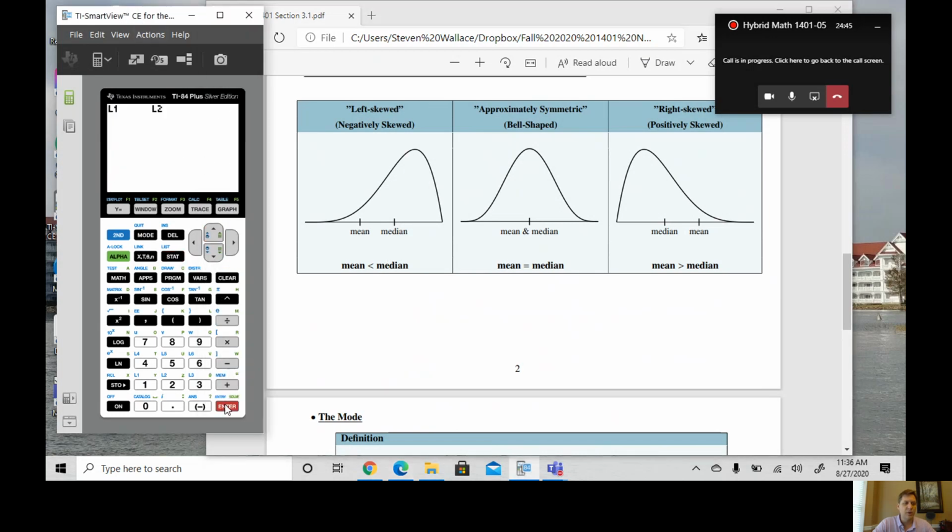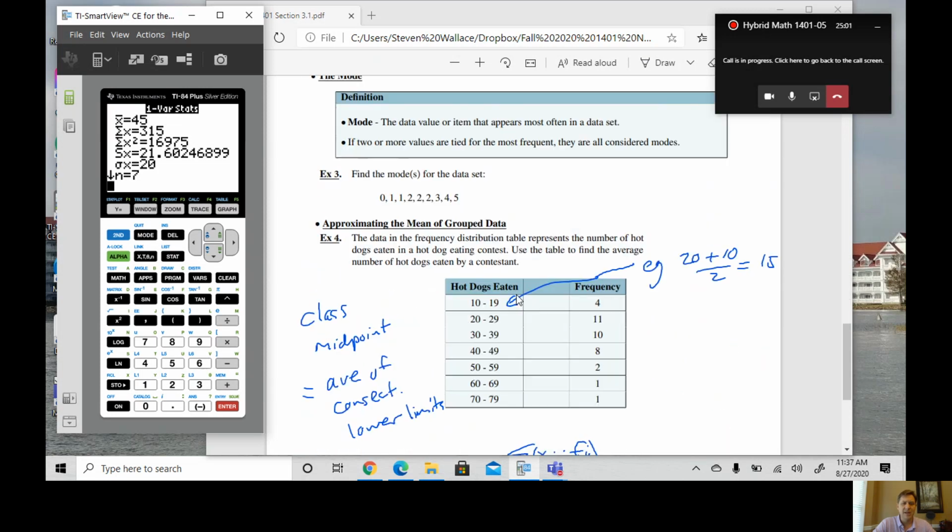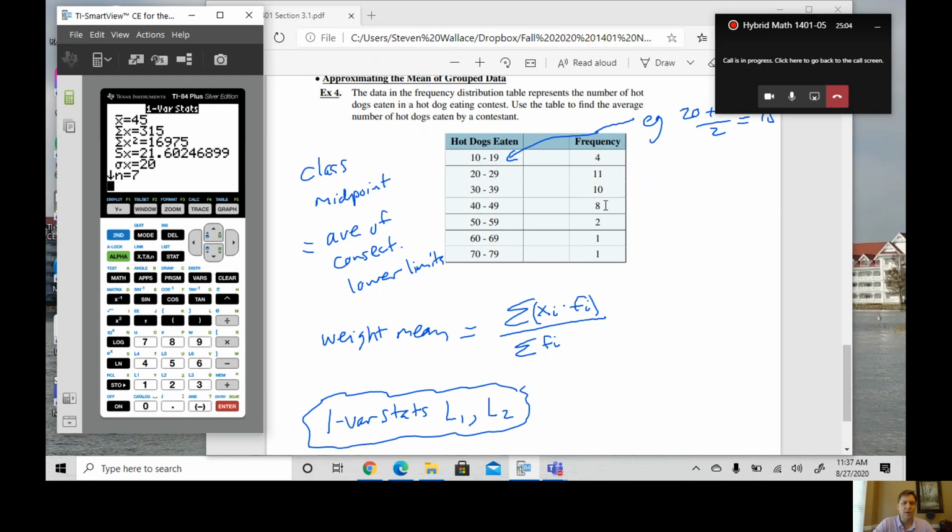Notice, if I had just done 1-Var Stats, and I didn't change the frequency list, okay, so that's the default, it would give me the wrong answer, okay, because that is just taking the average of list 1 and not taking into account that there's more than one instance of that data value in our raw data that we're estimating.